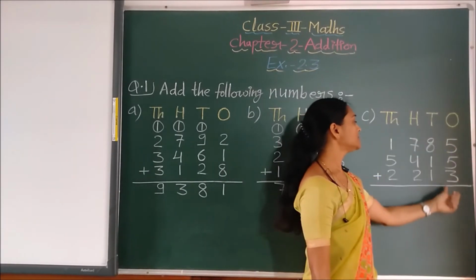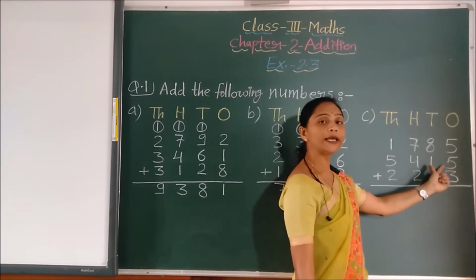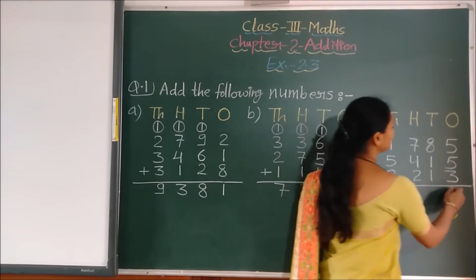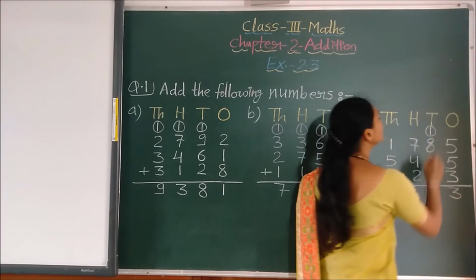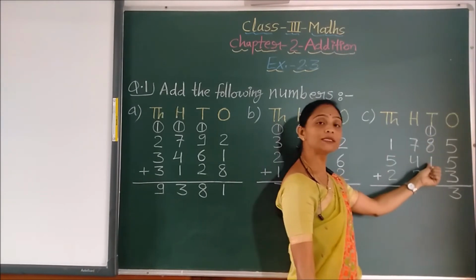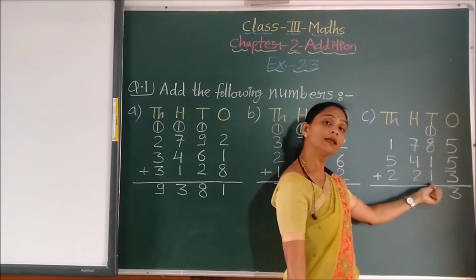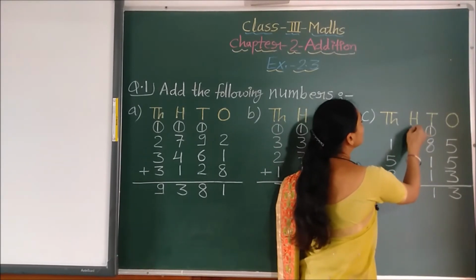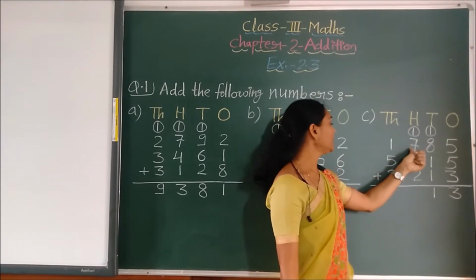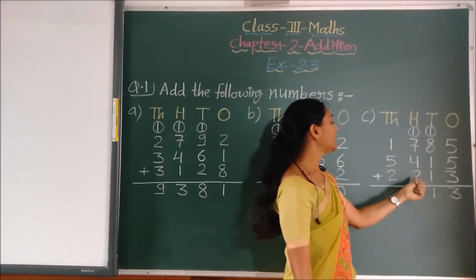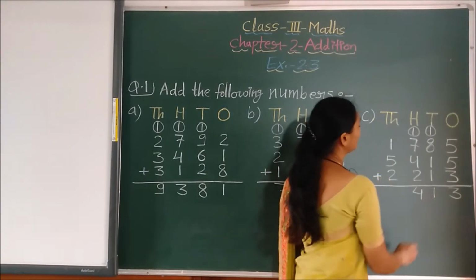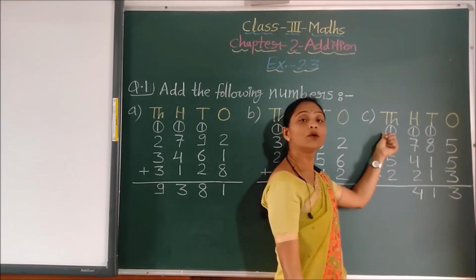We have to add this one first. 5 plus 5, 10, and 10 plus 3, 13. So we have to write here 3 and 1 carry over up. Now 1 plus 8, 9. 9 plus 1, 10, and 10 plus 1, 11. So we got here 1 and this 1 carry over. Now 1 plus 7, 8. 8 plus 4, 12, and 12 plus 2, 14. So we got here 4 and again we got 1 carry over on the thousands place.